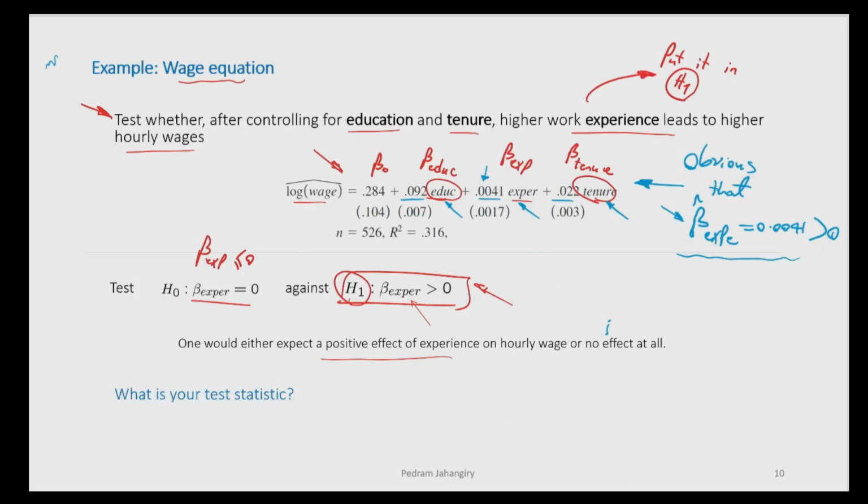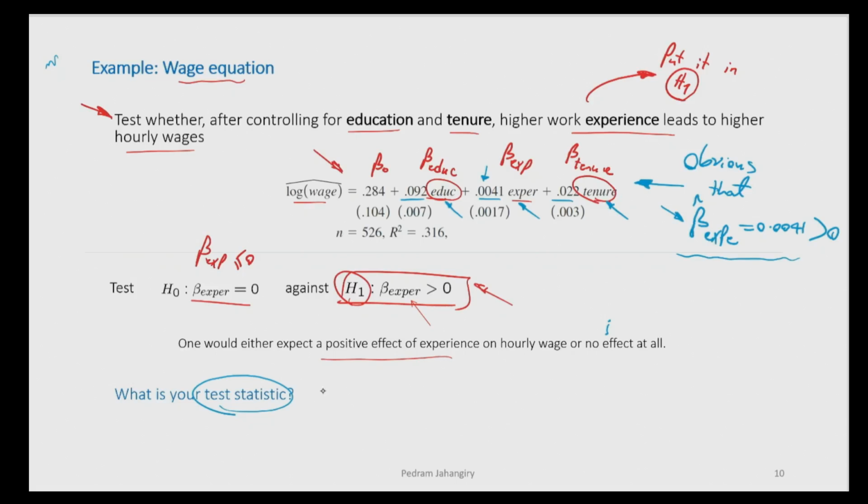Okay. So for that, we need to construct a test statistic. I assume that you have zero background in statistics, and I want to use your intuition. I want you to think about it. How do I know for a fact that the effect of experience on wage is going to be positive in the entire population? In the sample, yes, it was positive. It was 0.4%, right? In the entire population, how can I do that? I want you to think about it.